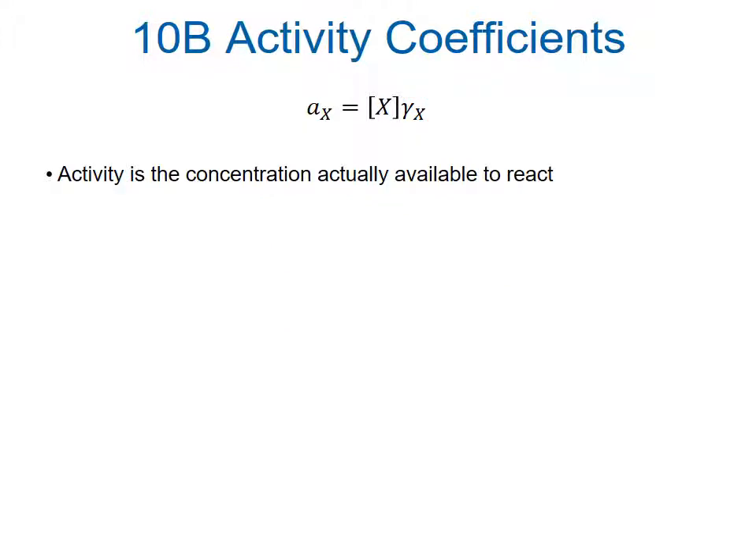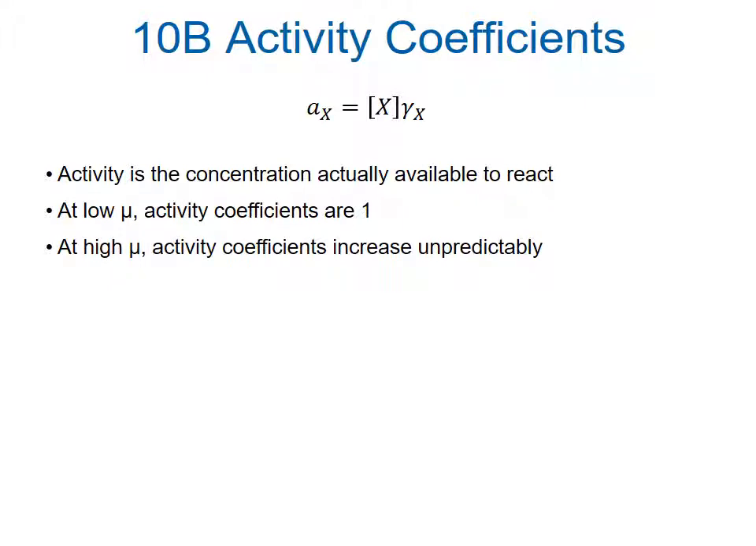So functionally, activity is the concentration that's actually available to react. At low ionic strength, activity coefficients are 1. So generally when we have very low ionic strength, we pretty much just ignore activity coefficients, and that's what you're used to doing. That's what you've learned to do in all of your classes so far. At high ionic strength, activity coefficients increase in ways that are really difficult to predict.